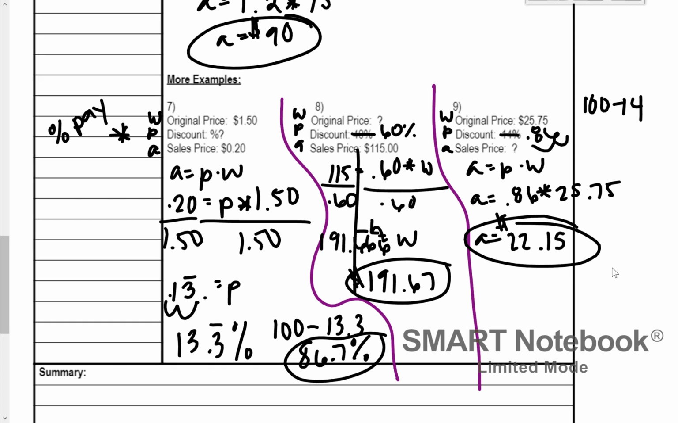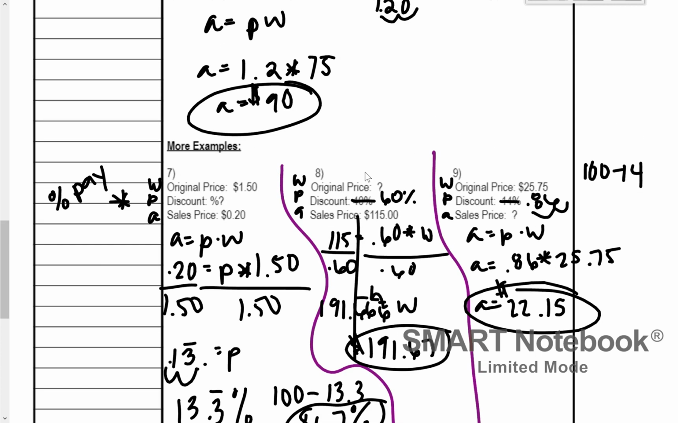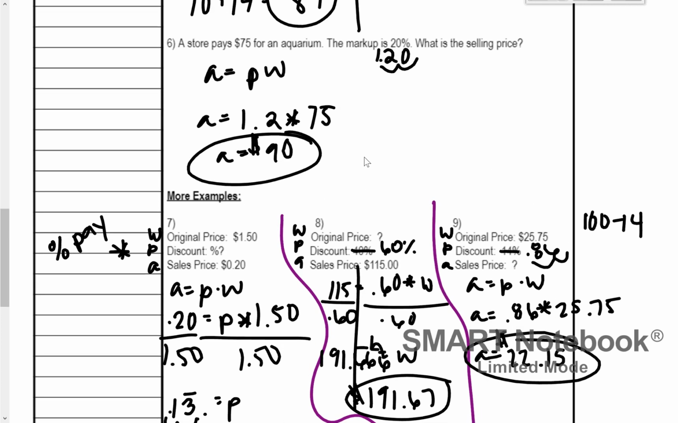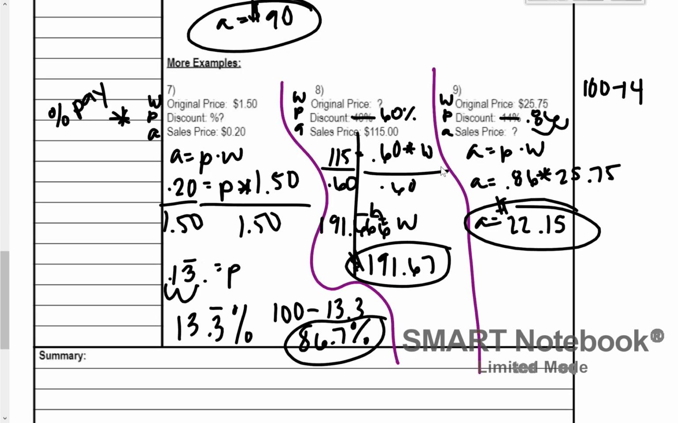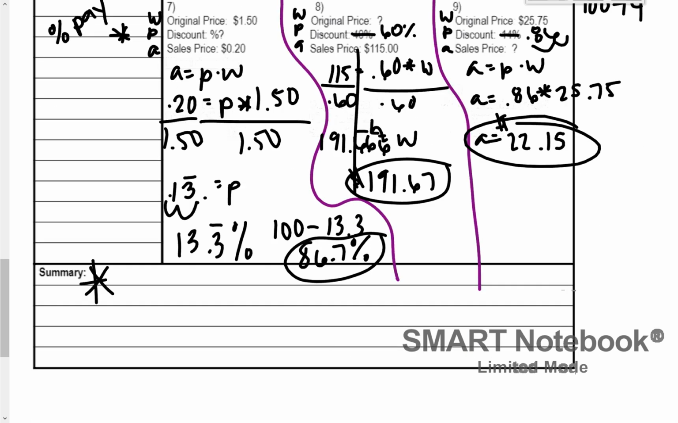And that is how we find discounts and markups using our percent equation that we've learned. As always, finish up your notes with that summary. I would talk about the equation we use. I would talk about making sure you use the percent you're paying when it's asking for a sales price or when it gives you a sales price. Because that's a really important piece of information that a lot of students forget.